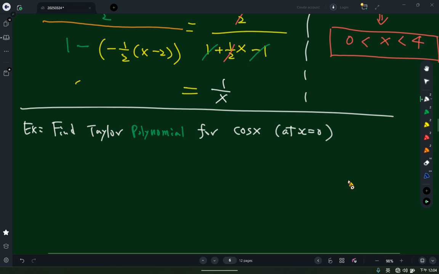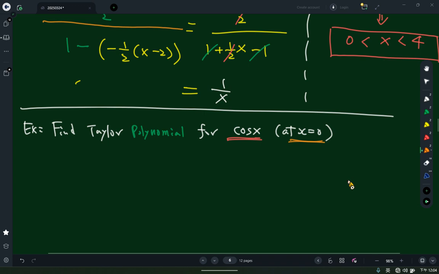Okay, so right now I already give you the function and also give you the a. Here a is 0. So actually we are trying to find the Taylor polynomial. This part is also trying to find the Maclaurin series, right?